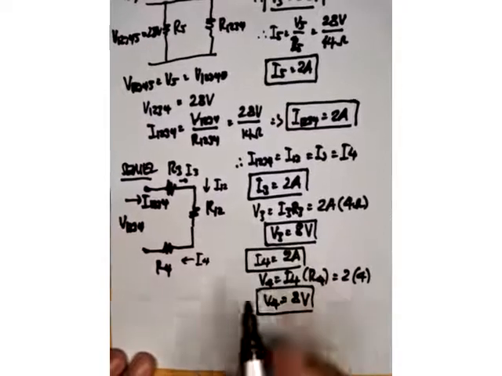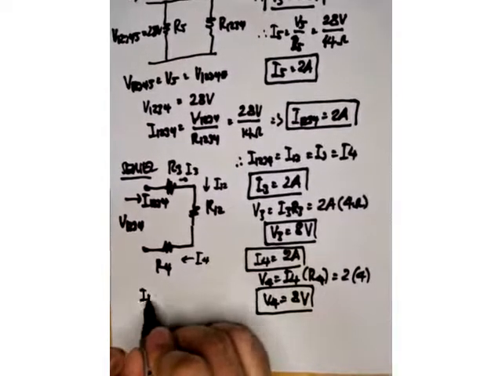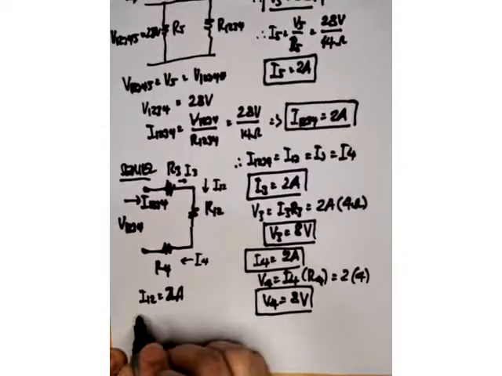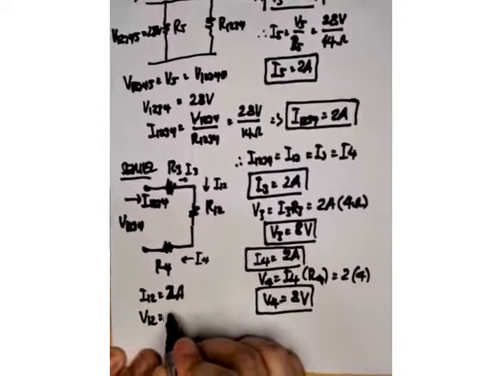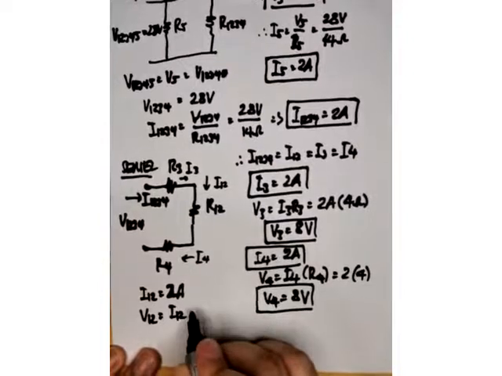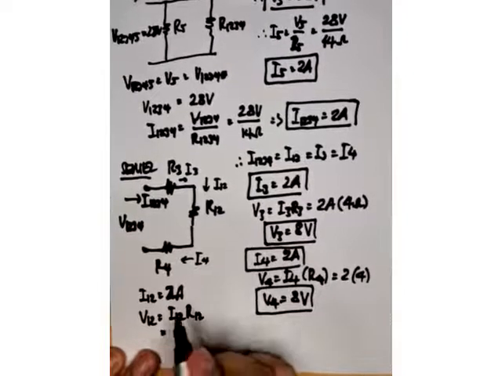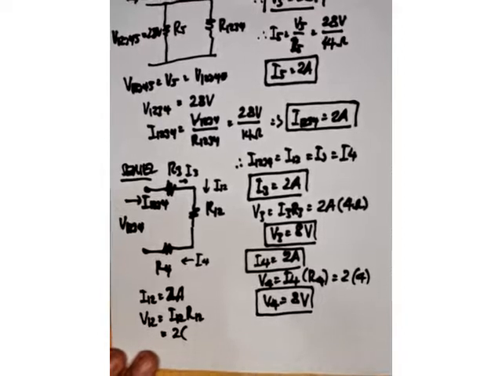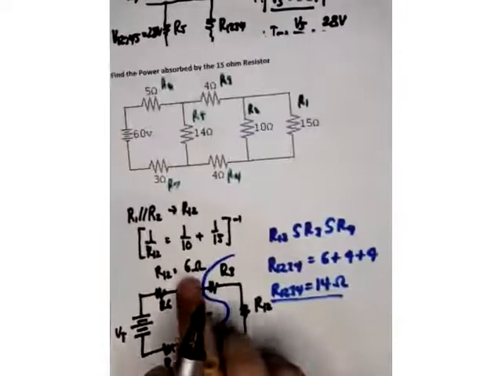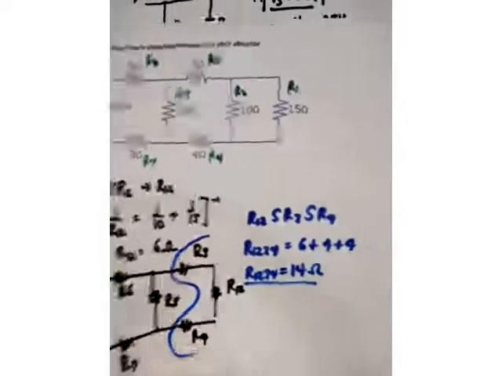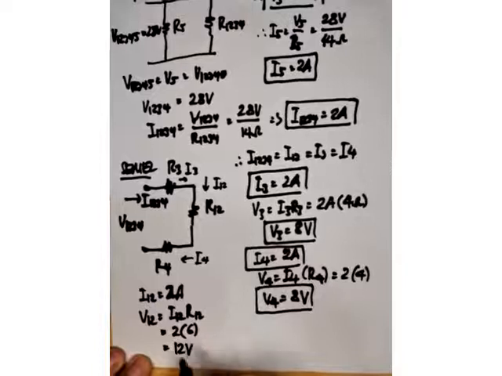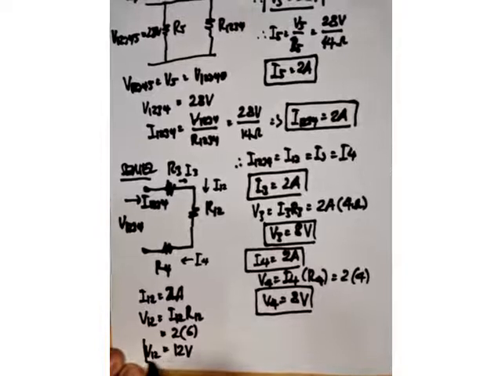Okay, so kulang na lang yung R12. But I12 is also 2 amperes. So therefore, V12 is I12 times R12. So that's 2 times R12 natin is 6 ohms. 6 ohms. So the answer is 12 volts.